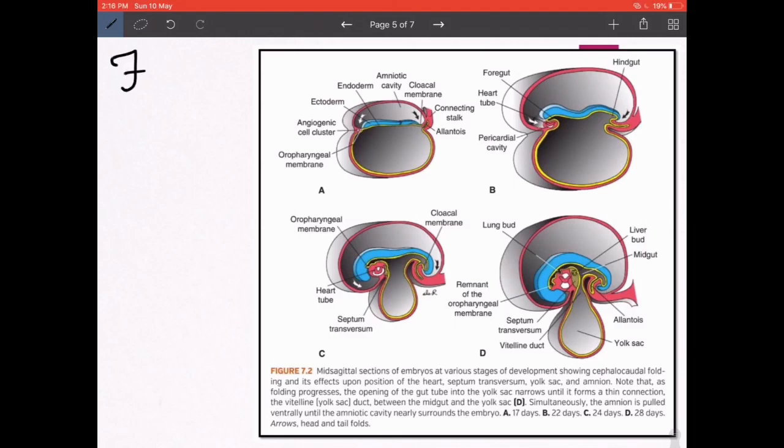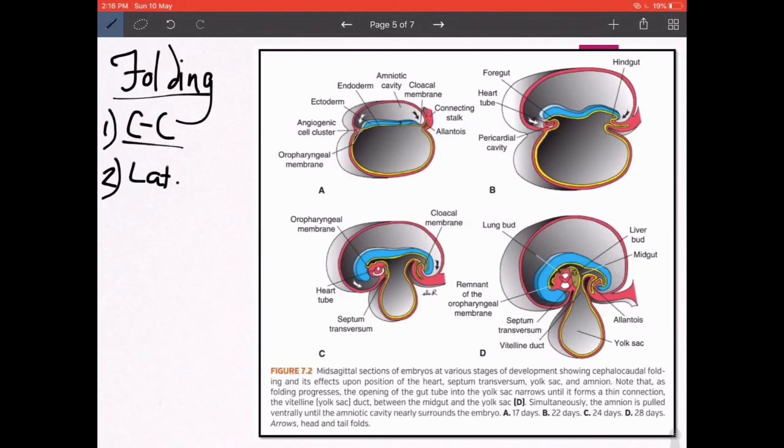So now we are going to be discussing something that is known as the folding of the embryo. As I mentioned before, the folding is occurring in the craniocaudal direction, which can be called longitudinal folding, and lateral folding, which can be best observed by seeing a transverse section, right? So let's first talk about the craniocaudal folding.